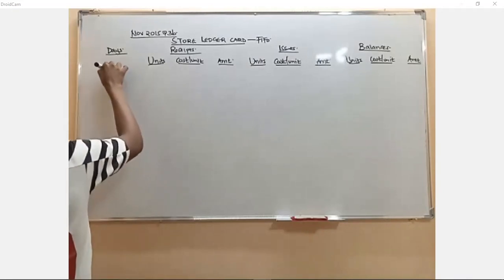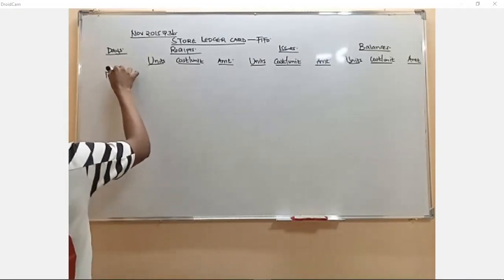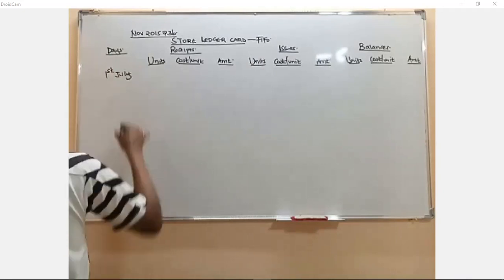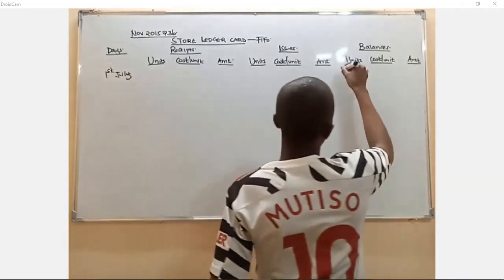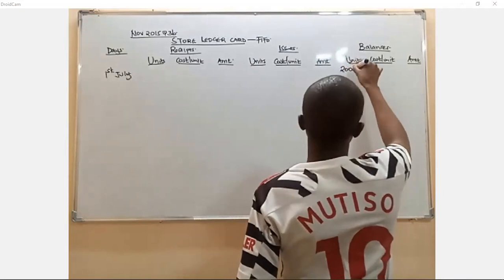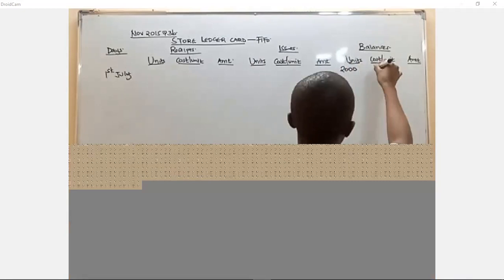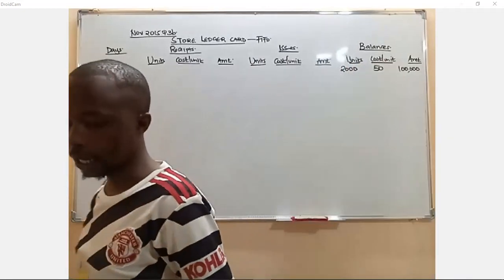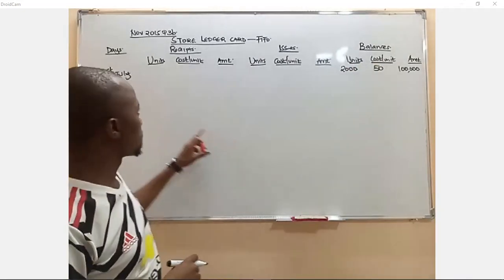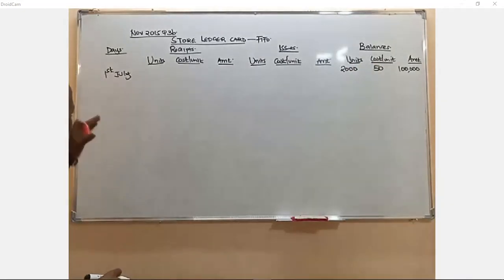So we are going to be saying on the 1st July, tulikuwa na balances hapa za 2,000 units, right? At 50, getting 100,000. Na hizi matarehe zinaenda in ascending order, by the way. Date 1, 2 namna hiyo.